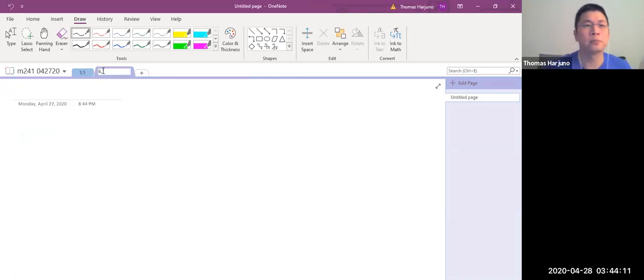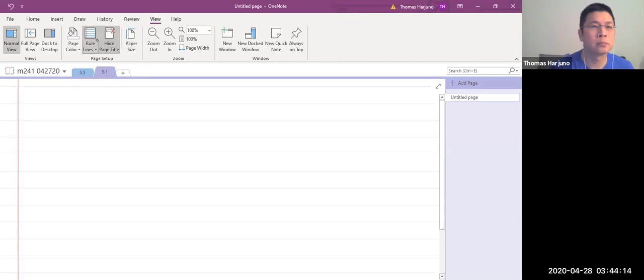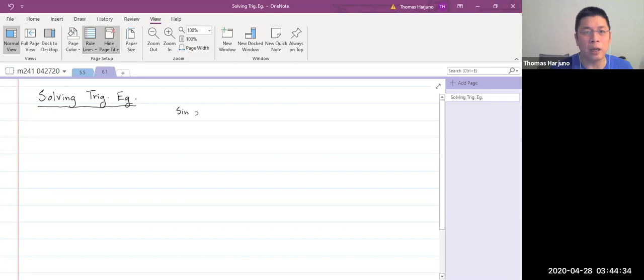Six point one. Solving trig equation. Now notice that sine x has the period, what's the period? 360 degrees, or if we want to say it in radian is 2 pi, right?